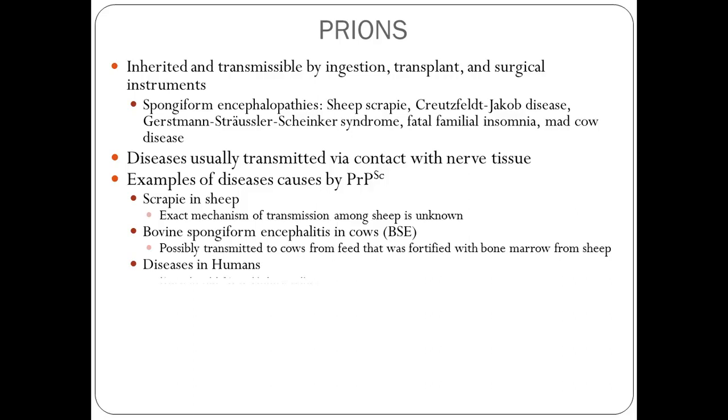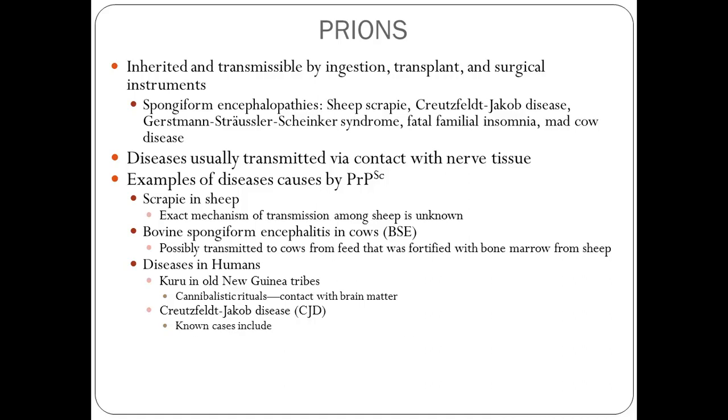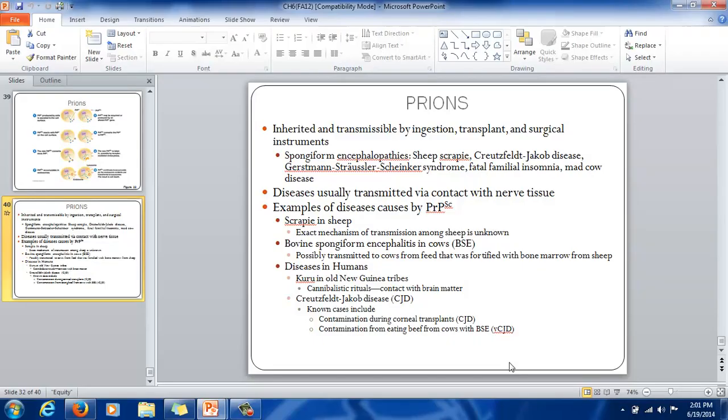Diseases in humans. We know that in Kuru, the old New Guinea tribes still have cannibalistic rituals, in which they come in contact with the brain matter. Creutzfeldt-Jakob disease. Its known cases include contamination during corneal transplants or contamination from eating beef from cows with BSE. So if you ate beef from a cow that had mad cow disease, we don't call it mad cow in humans. It's called variant CJD. Here ends chapter 6.